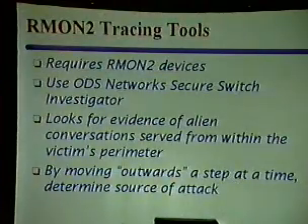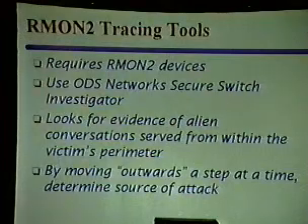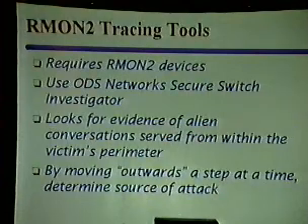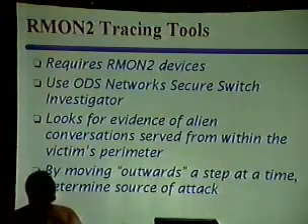We can use ARP and ARP 2 tracing to look at cache in ARP 2 devices. A company called ODS Networks has a product called Secure Switch Investigator. It looks for alien conversations. We're looking for those in an external attack. We're looking for those that may have been served from inside the victim's perimeter. It's a dead giveaway if somebody's telnetting into your system and there's a firewall between you and them. They found a way to get in. And then we can sometimes move outwards a step at a time, boundary routers, until we get to the source of the attack. I say sometimes. I'm not going out on a limb for anybody on this stuff.